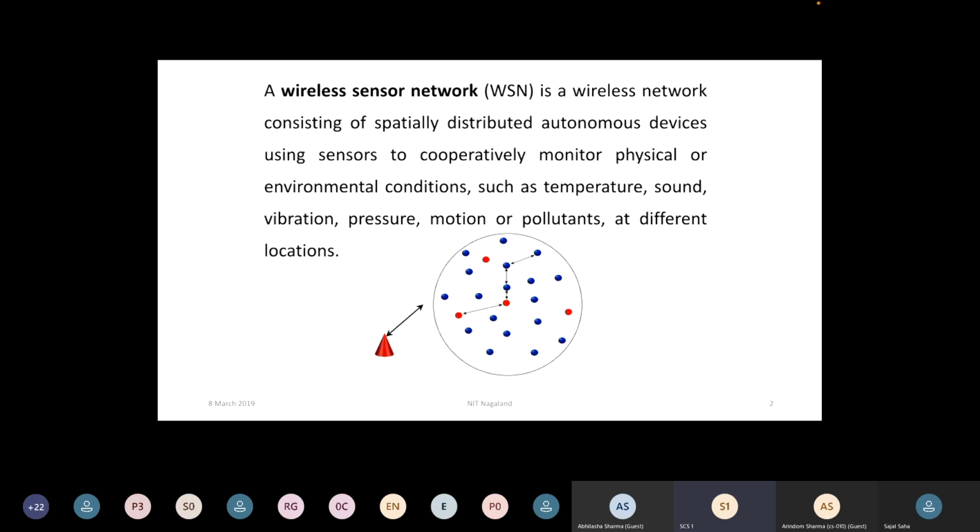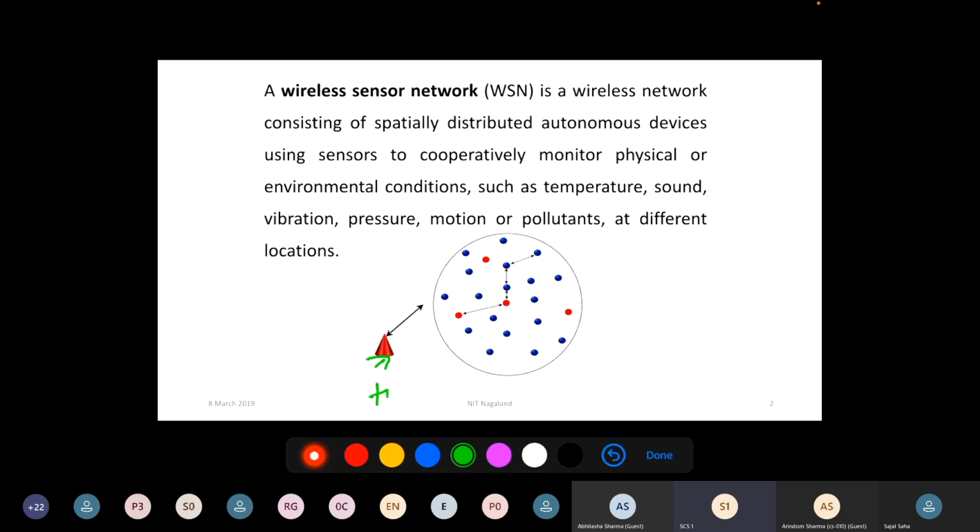Because here you can see this one is a tower that is taking the data. So that tower will be considered as the sink, and these are the sensor nodes, and this will be considered as the source. So from source to sink, how we are sending the data in a network structure, that is the basic principle of a wireless sensor network.